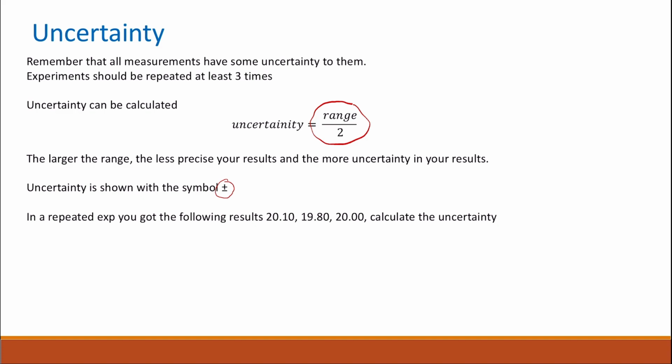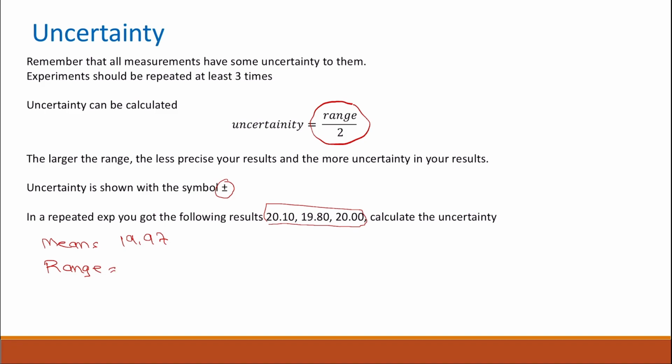In a repeated experiment, you got the following results: 20.10, 19.80, 20.00. Calculate the uncertainty. The uncertainty is calculated for the average, or for the mean. So you don't just put the value of the uncertainty, you have to put the value of the mean as well. The first thing you need to do is calculate the mean of all of your results. The mean is the total divided by the number of results. So the total of these three values divided by 3, you're going to find the mean equals 19.97.